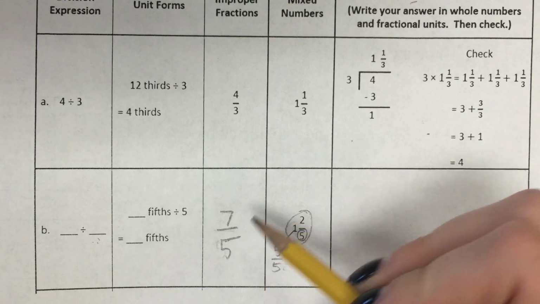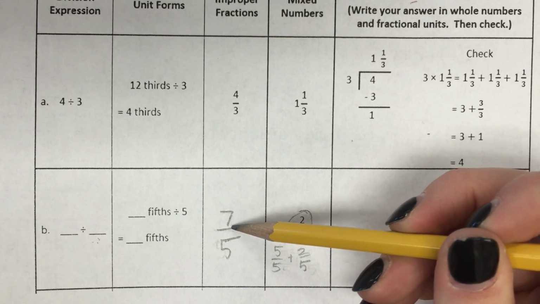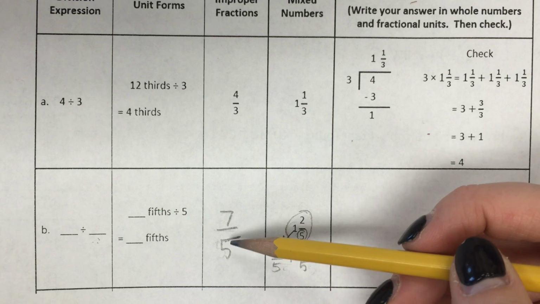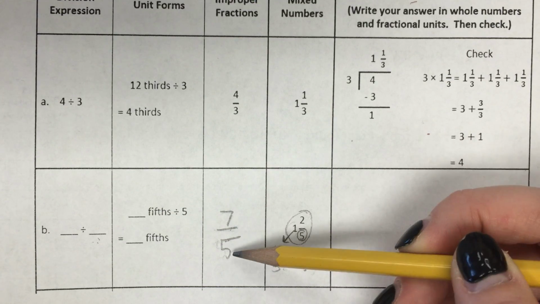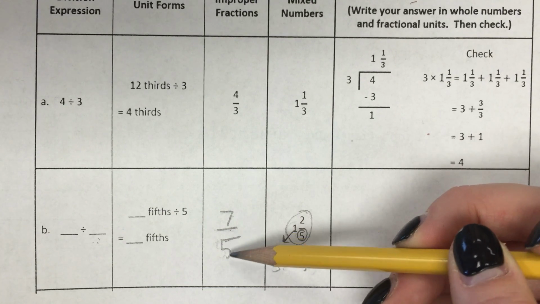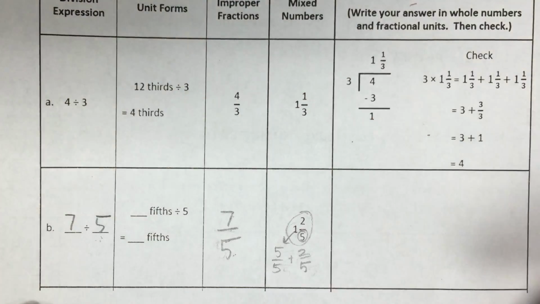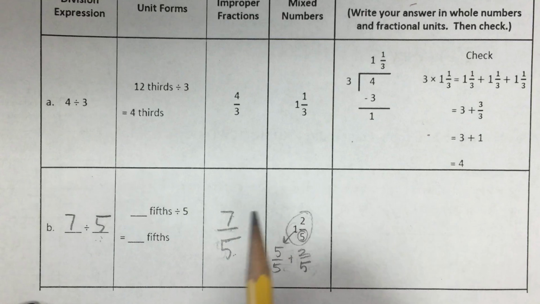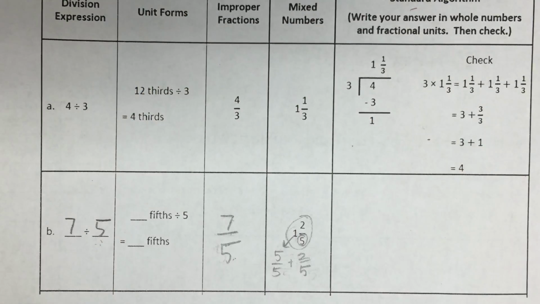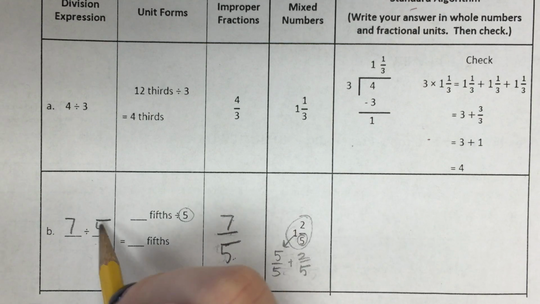And from the previous video, I reminded you that fractions can be seen as division. So the numerator divided by the denominator. So this is 7 divided by 5. So let's go ahead and write that in our division expression. 7 divided by 5. So we've done 2 of our boxes. Now let's go on to the unit form. So we're dividing by 5, we've got that.